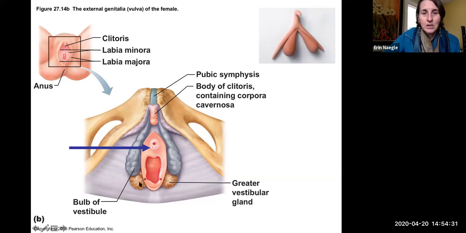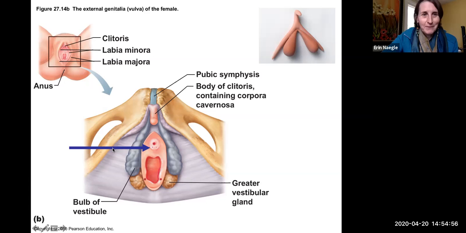And then additionally, associated with the clitoris and erectile tissues are the bulbs of the vestibule, which would be here, which surround both sides of the vagina, and those also fill with blood and have an erection when females are aroused. What's this purple arrow, Erin?